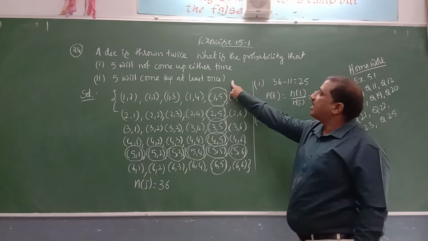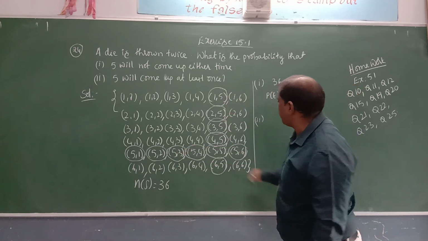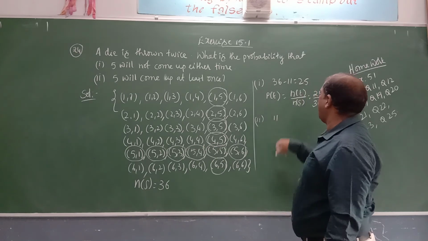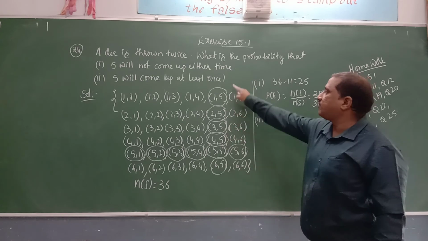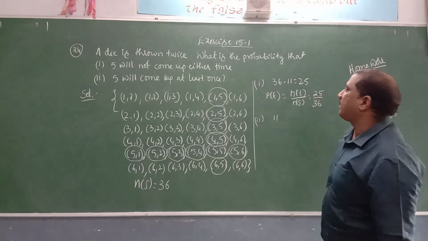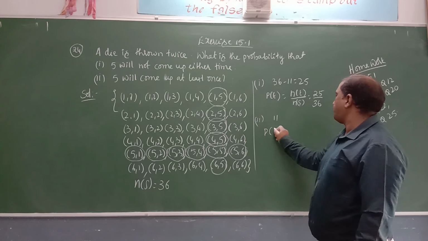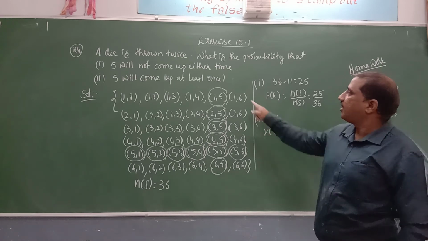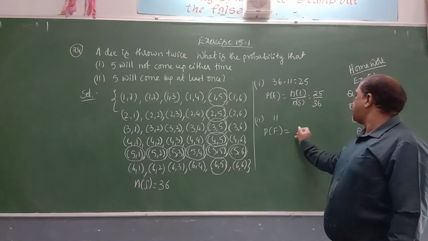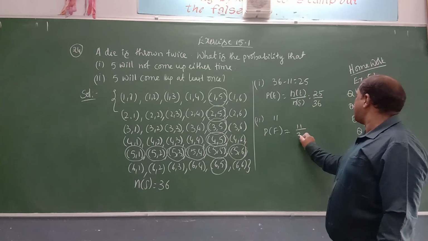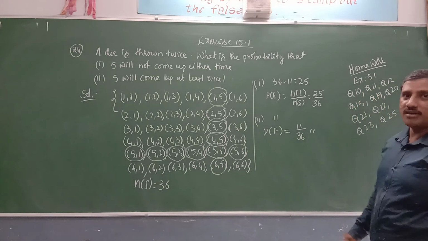Now the second part, we already have the answer. 5 will come up at least once. How many did we get? 11. I have circled all these outcomes; they represent that 5 will come up at least once. Therefore, the probability of F, where F stands for 5 coming up at least once, is equal to 11 by 36. Is it clear, children?